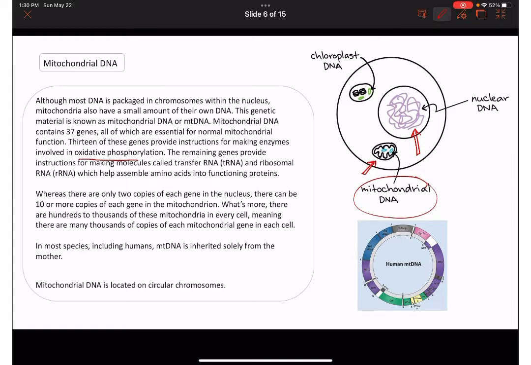And a couple interesting things about this is that, one, it's located on a circular chromosome. Okay, so not something that happens within the nucleus. And also, all of this mitochondrial DNA is inherited solely from the mother.